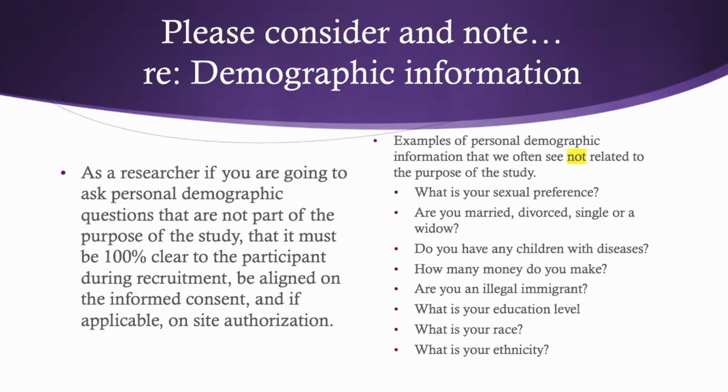But some types of personal demographic information that we see that's not related to the purpose of the study are things like, what's your sexual preference? Are you married, divorced, single, or widowed? Do you have children with diseases? How much money do you make? Are you an illegal immigrant? What's your education level? What's your race? What's your ethnicity? We'll see this in the IRB, and as we understand, it's part of the data collection process for some studies. However, it's not aligned across the information.